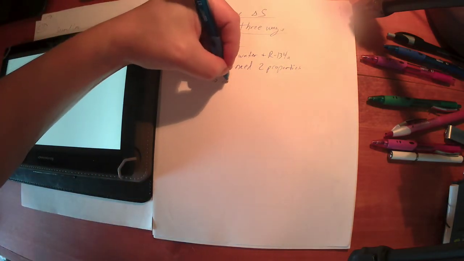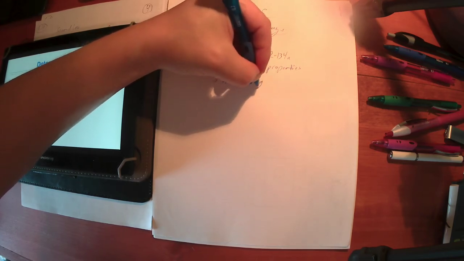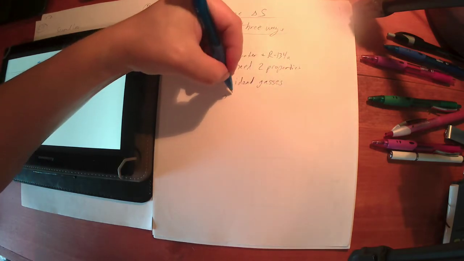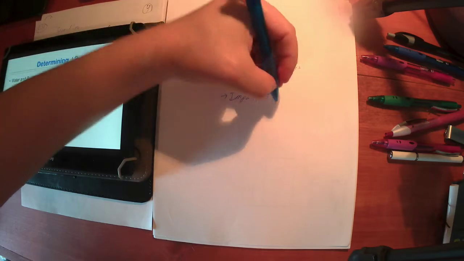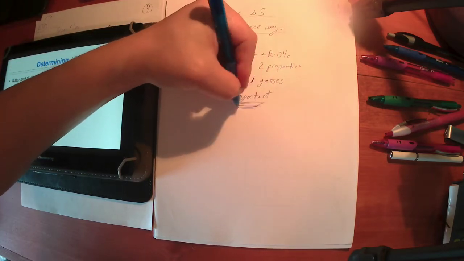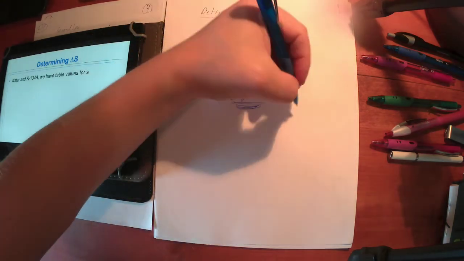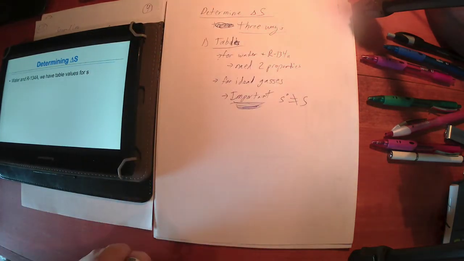For ideal gases, this is important. They give you this S degree value. S degree is not S. I cannot stress that to you enough.